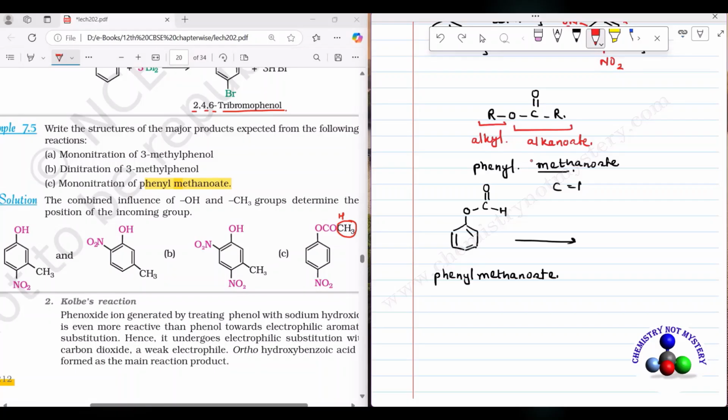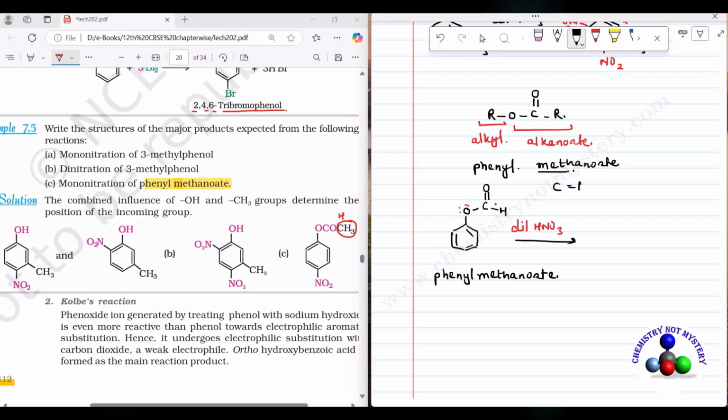Now let's identify the nature of the group attached to the benzene ring. Here the electronegative element O is directly bonded to the benzene ring. So that's why the nature of this group is activating. It will donate electron density to the benzene ring as oxygen has lone pairs of electrons. So it also activates the benzene ring. So for the nitration, it only requires dilute HNO3.